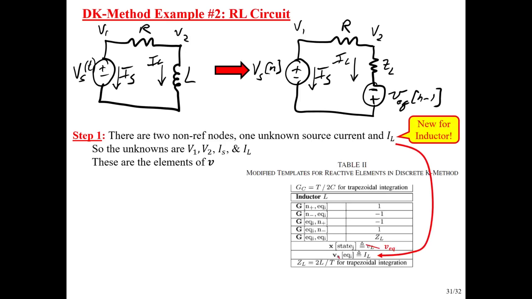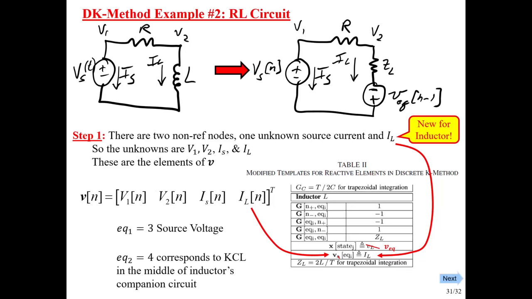So those are our V vectors, and if you go to table 2, you can see it's telling you that you have to put the IL into the V vector. Okay, so we've got that, and now I've just written that out explicitly. And we can see that we're calling EQ13 coming from the source voltage, that's from the voltage source. And EQ24 will be this KCL in the middle of the inductor's companion circuit.